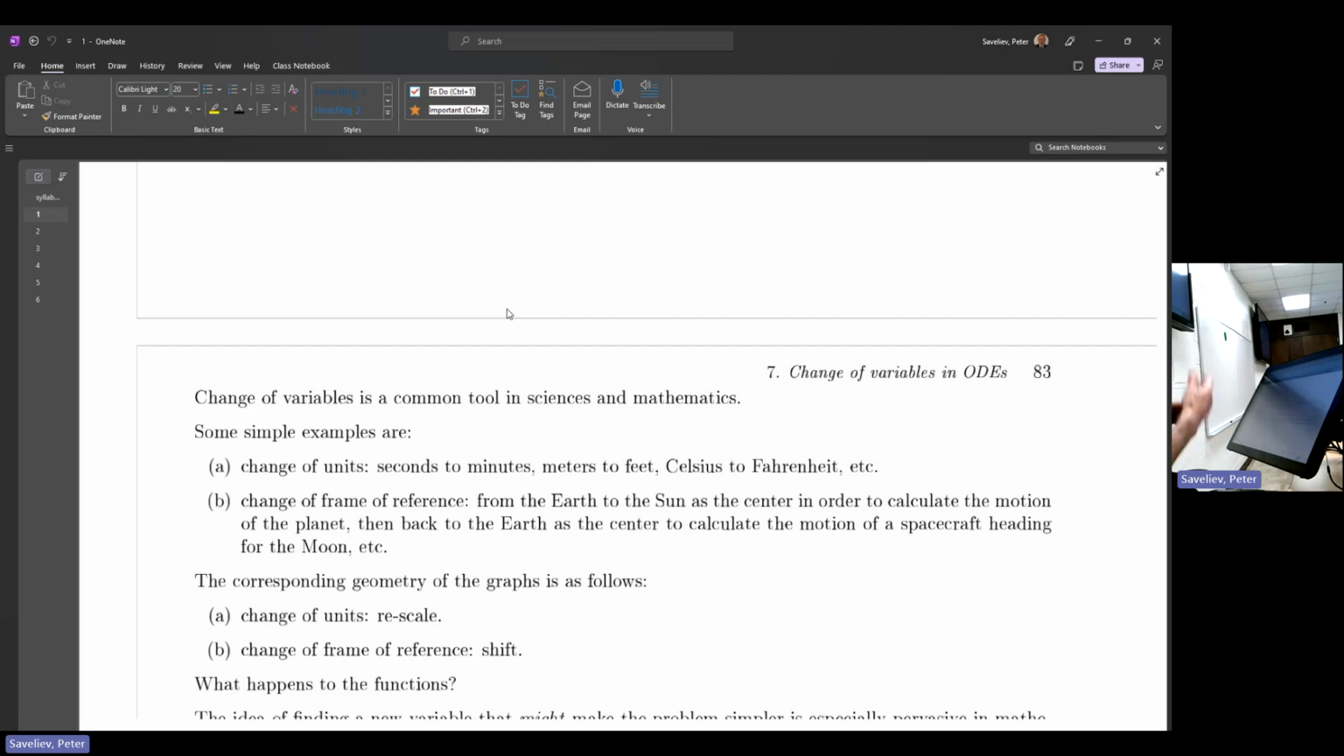So change of units, you scale the graph, okay, in either the vertical or horizontal direction, depending on which of the two variables you change. And then frame of reference, the same once again, either horizontal or vertical shift. Okay, so you've seen this in calculus, pre-calculus. Sounds familiar? Shifts.